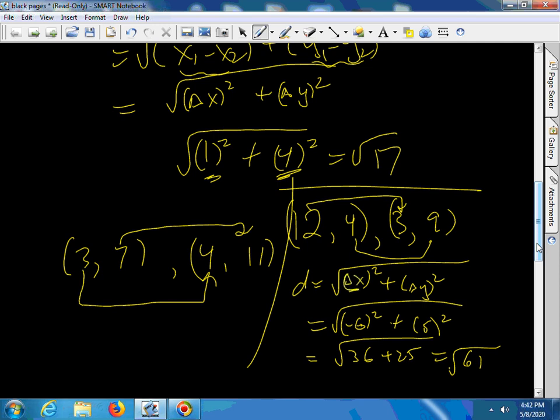So the distance is square root of 61. We derived the distance formula. We even looked at a couple of examples.